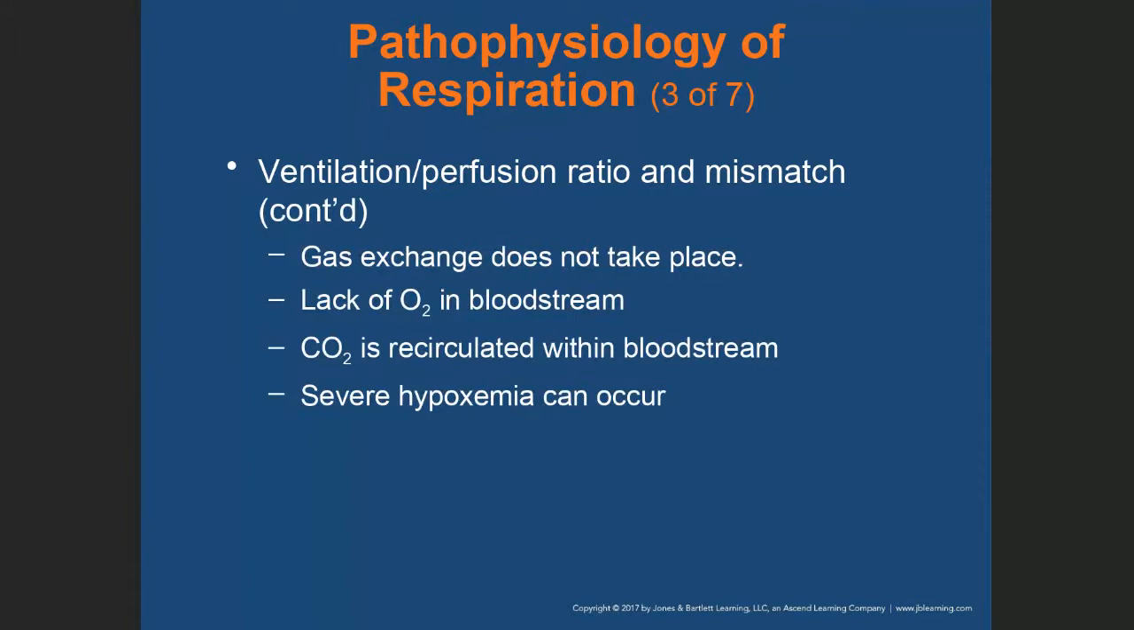So if there is a mismatch, gas exchange does not take place. There's a lack of O2 in the blood. CO2 is going to keep circulating within the blood, and this leads to severe hypoxemia and eventually severe hypoxia. And the pH becomes more acidic, which is not good for brain cells.